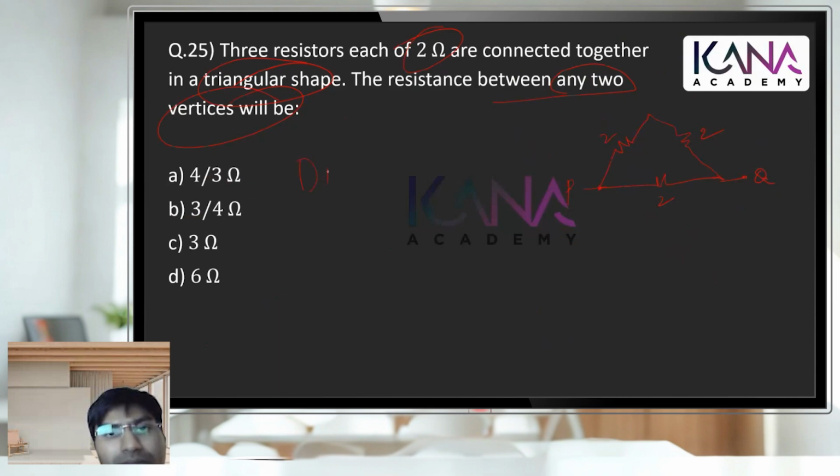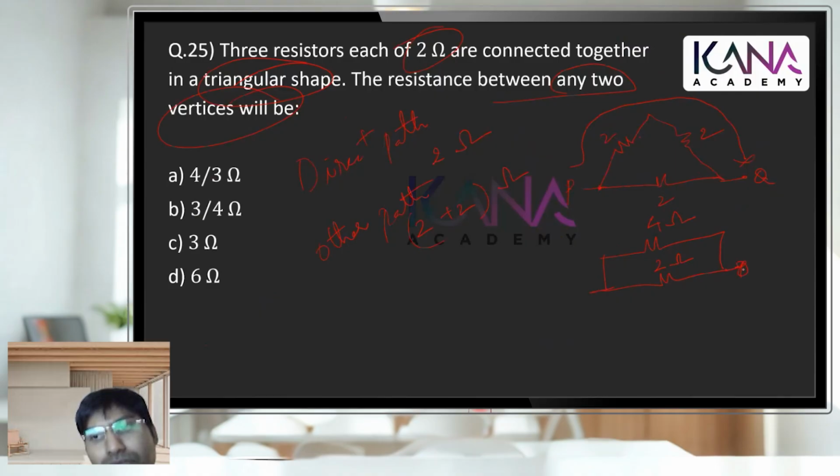So looking at the direct path, we can see two paths here. One is the direct path, that is 2 ohm, and the other path goes from here, so that will be 2 plus 2 ohms. These two are in parallel, right? So if you redraw, this will be like 4 ohms and then 2 ohms. So this is how it is actually. We can simplify this further. One is 4 ohms, another one is 2 ohms.